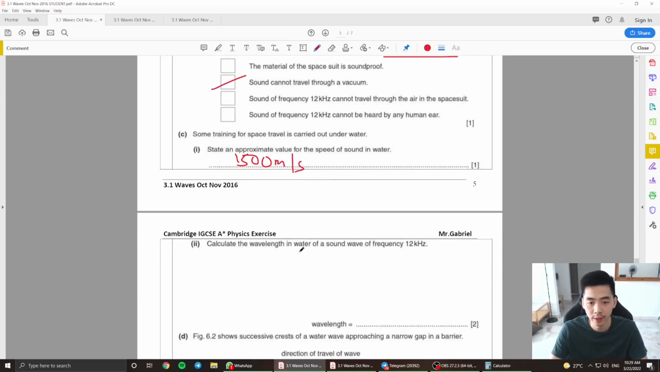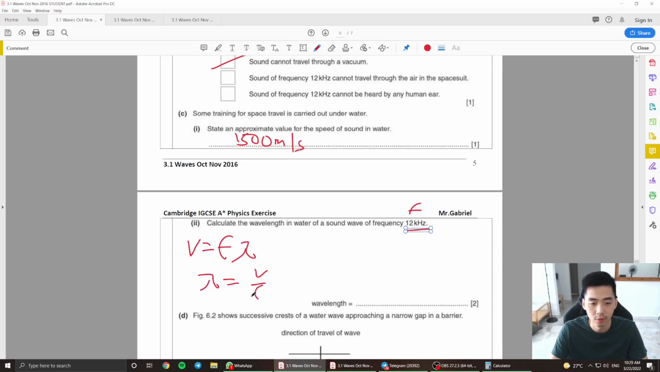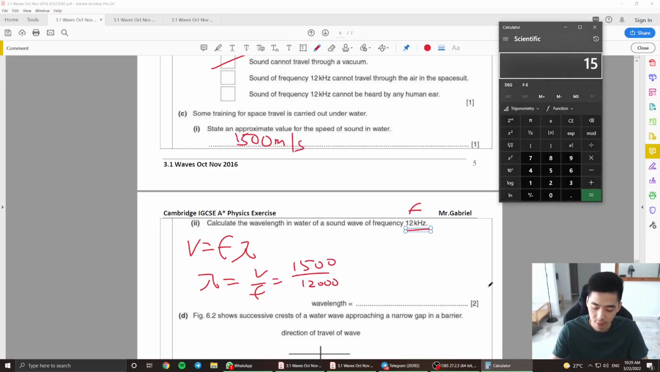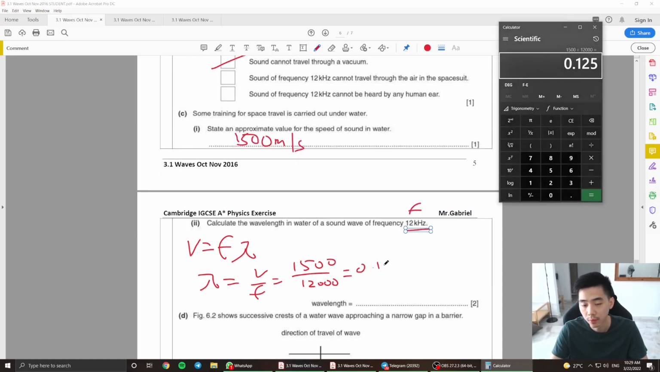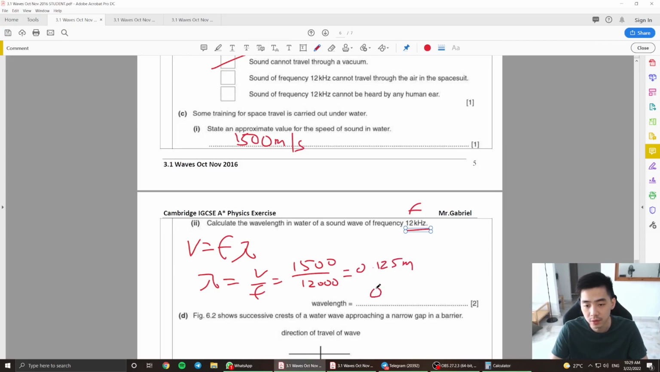Then calculate the wavelength in the water of a sound wave with frequency 12,000 hertz. Yet again, if they give us frequency and ask us for wavelength, you're supposed to use v = fλ, right? So λ will be v over f, which is essentially going to be 1500 divided by 12,000 here. 1500 divided by 12,000, you'll get somewhere around 0.125 meters. 0.125 meters here.